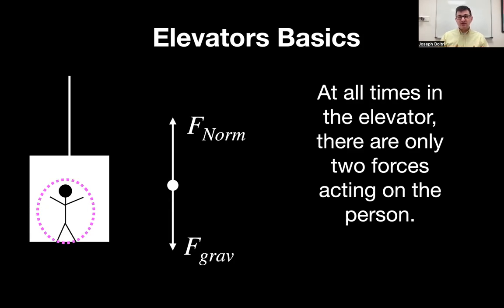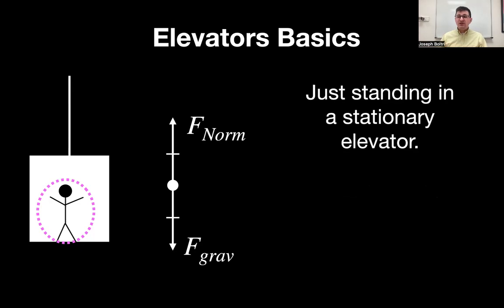We know that because a force has to be acting by an object on another object, and the only thing that's there to push up on the person is the floor. So we're going to be talking about how force normal changes at different times in an elevator ride in a pretty interesting way. But the important thing here is that the only two forces acting on a person in an elevator are the force normal by the floor pushing up on the person, and the force gravity by the earth pulling down on the person.